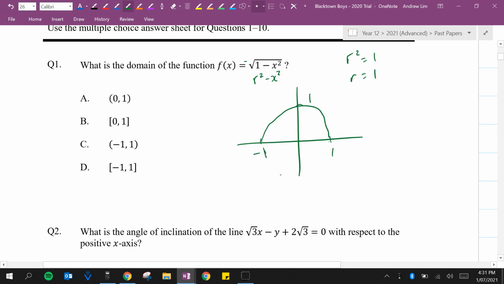So the domain, which is from all possible x values, it ranges from -1 all the way to 1, inclusive, so we use the square brackets. So the answer is D.